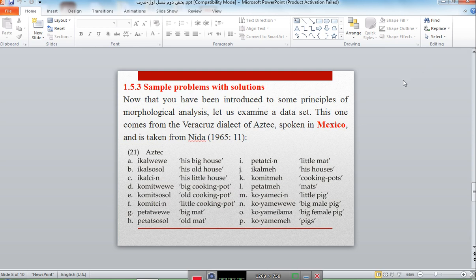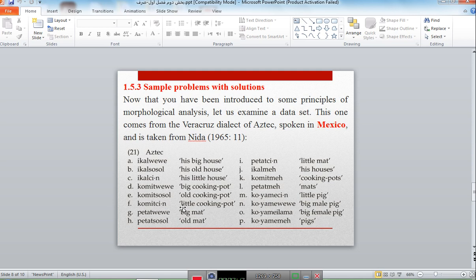Sample problems with solutions. Now that you have been introduced to some principles of morphological analysis, let us examine a data set. This one comes from a dialect of Mexico and is taken from Nida again. Look at this example. For example, ikal wewe means his big house. Ikal sosol, his old house. Ikal sin, his little house, and the other problems.